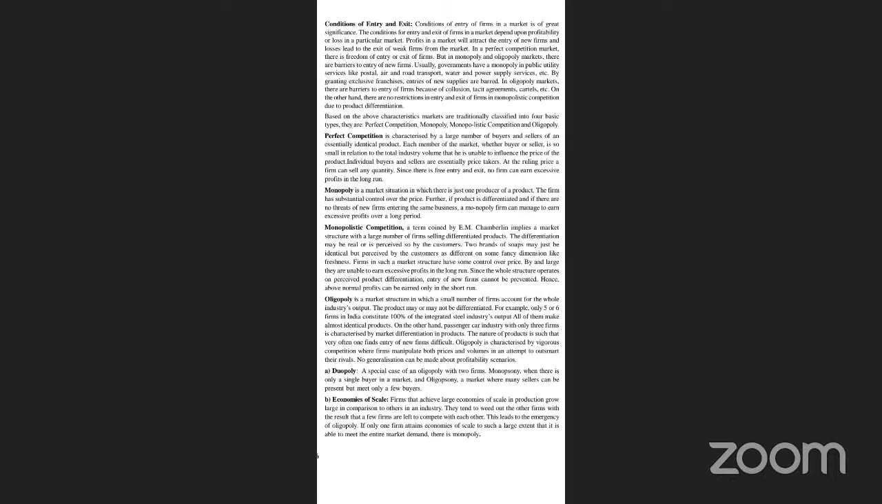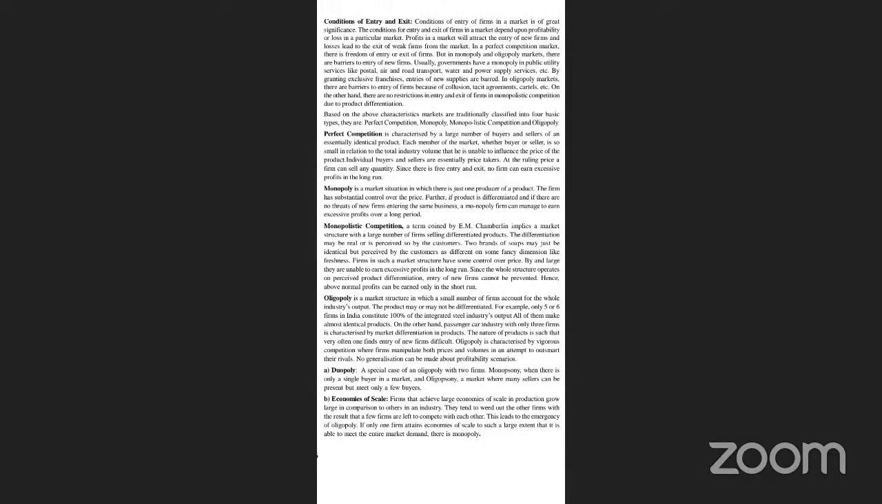In oligopoly, you can even present duopoly and economies of scale. Duopoly is where two firms comprise the market structure of oligopoly. Where there is only one single buyer, it is referred to as oligopsony. These sellers can be present but meet only a few buyers.